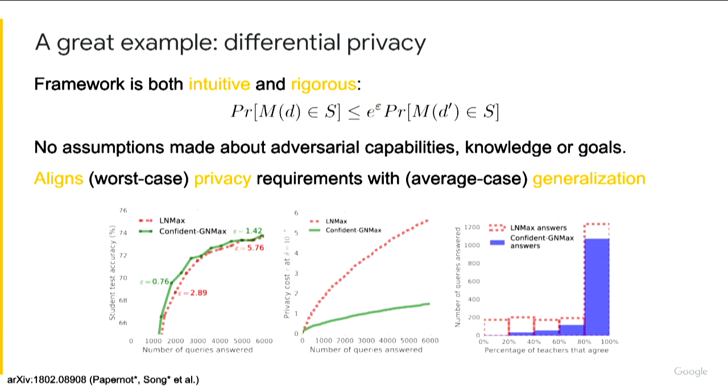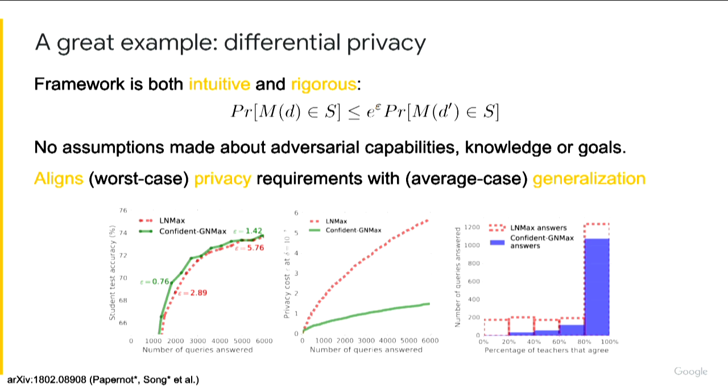And beyond the advantages that I already mentioned, which is that it's both intuitive and rigorous, it also makes very little assumptions about the adversary's capabilities, knowledge, and goals. So this is a major difference compared to the previous definitions of privacy that existed. If you look at things like k-anonymity, they eventually were weakened by the fact that if the adversary has access to auxiliary information, it can combine the auxiliary information and what it's learning from the system that you're trying to protect to break the privacy. And this is not possible in differential privacy because the definition makes no assumptions about what the adversary already knows before it starts interacting with your system.